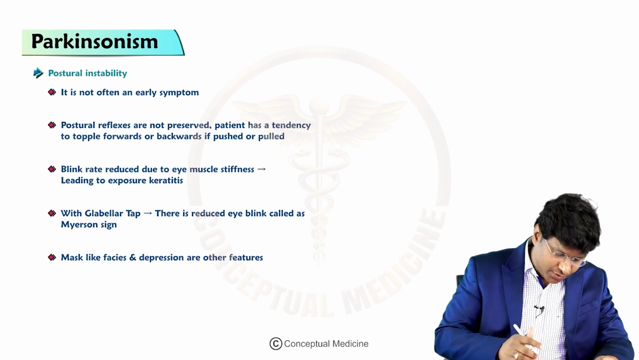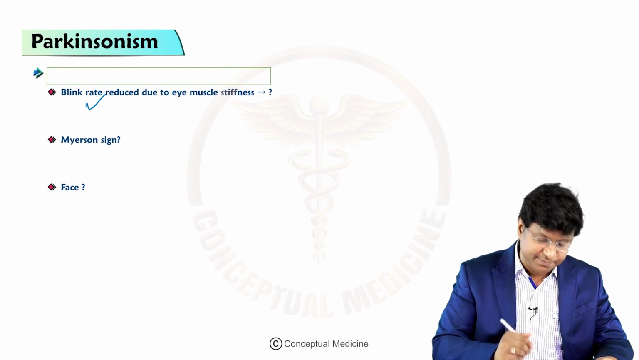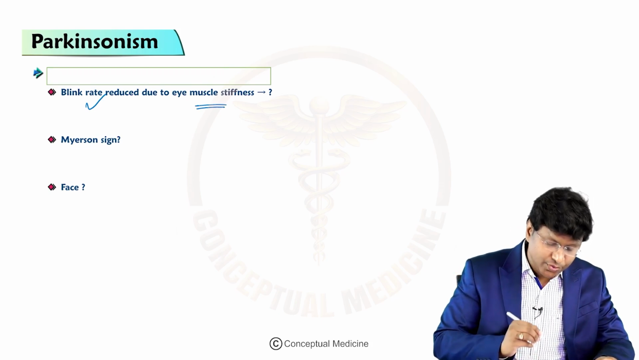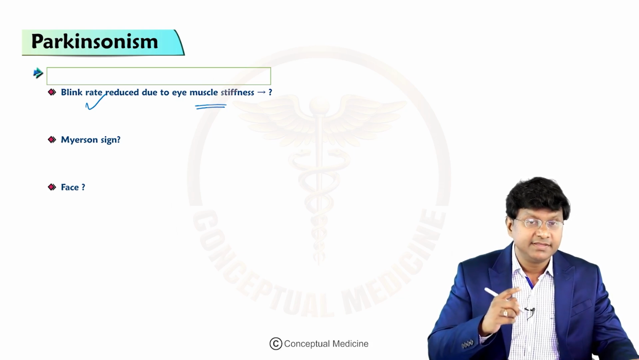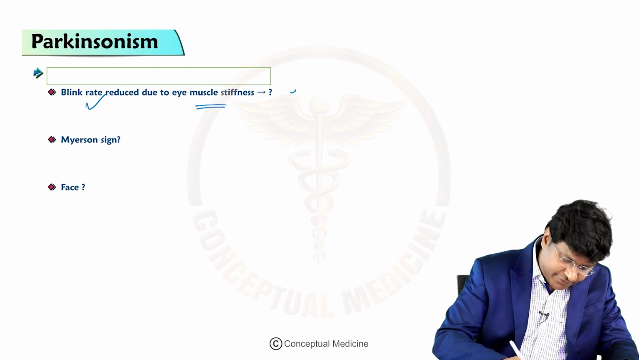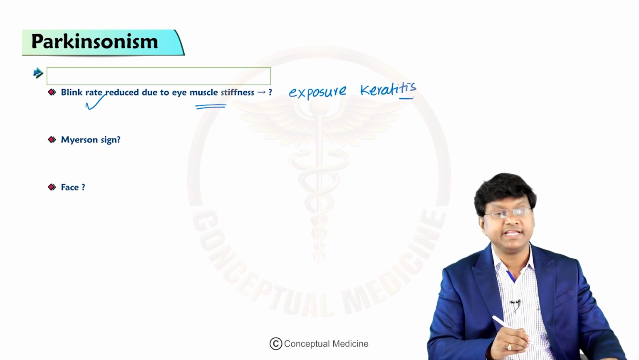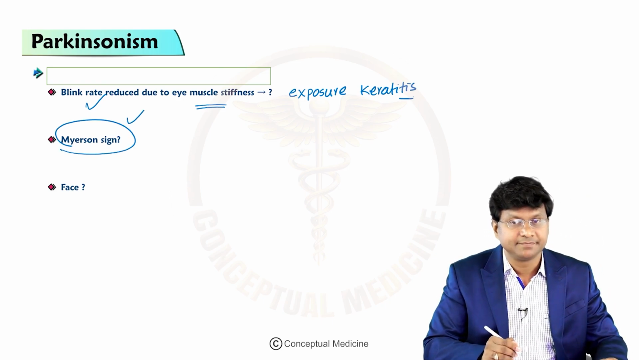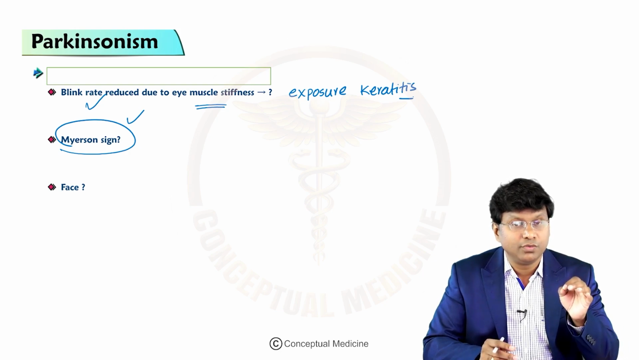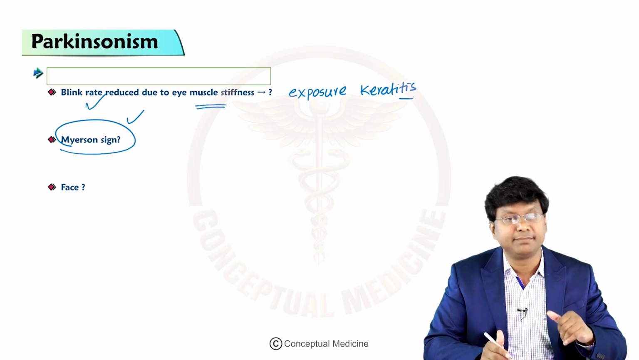Next, coming on to the blink rate. Even the blink rate is reduced in these patients. And why is that? That is due to stiffness within the eye muscle. Because the blink rate is reduced, these individuals will develop exposure keratitis, where there is inflammation of the cornea, and they have this characteristic sign called Myerson sign. So with glabellar tap, there is reduced eye blink, that is called the Myerson sign.